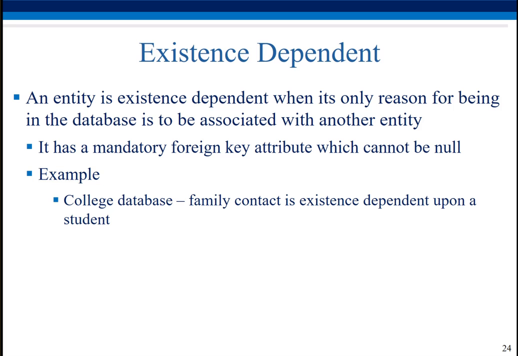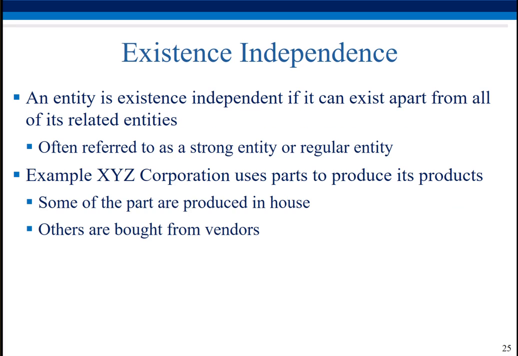So here's an example, a college database with a student database. If you have a student database and one of the fields is a family contact, then you would have a contact database. The reason you would need that is it could have 3 or 4 different contacts. So you have to have a student for a contact to be associated with. You just can't create a contact that doesn't have a student to be associated with.